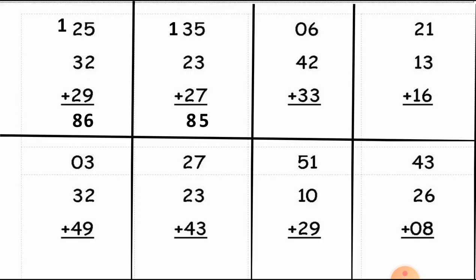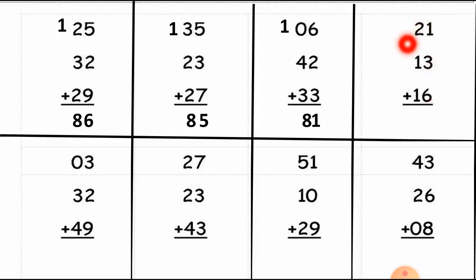Let's move to the next sum. Here is 6 plus 42 plus 33. In this, the ones column is 6 plus 2 plus 3. So the answer is 11, and another one will move as a carry forwarded number to the tens column. Now students, let's add the tens column, which is 1 plus 4 plus 3 is equal to 8. So here is our answer, 81.